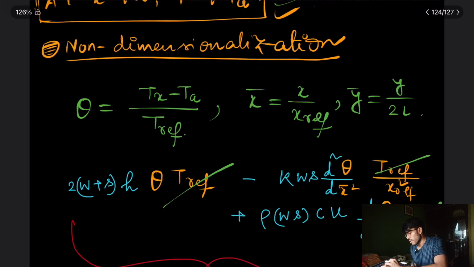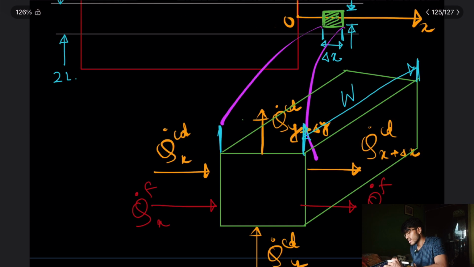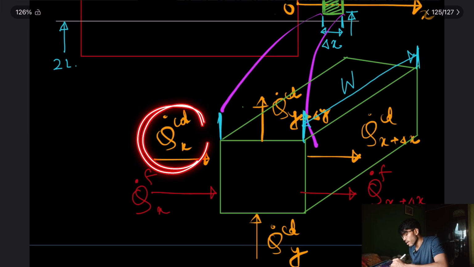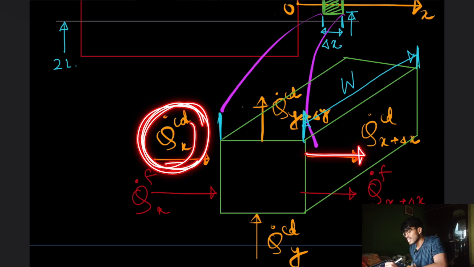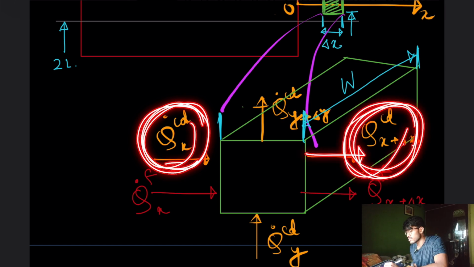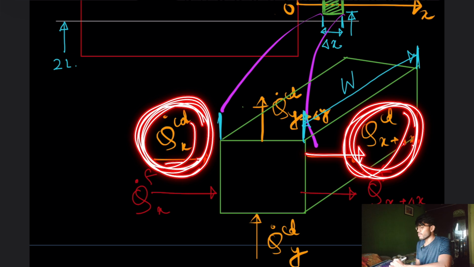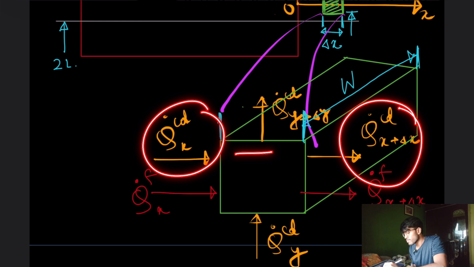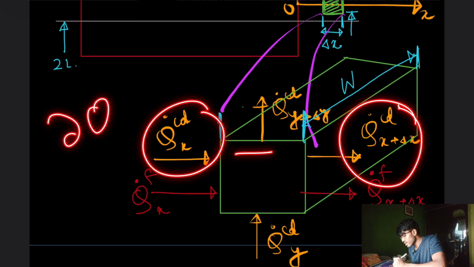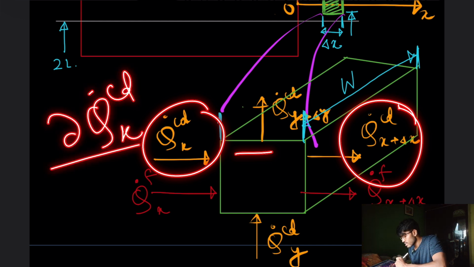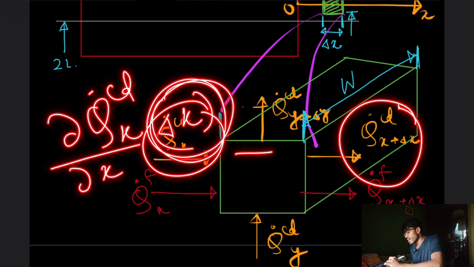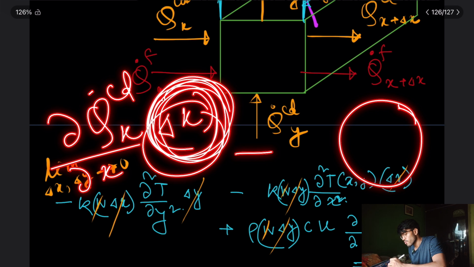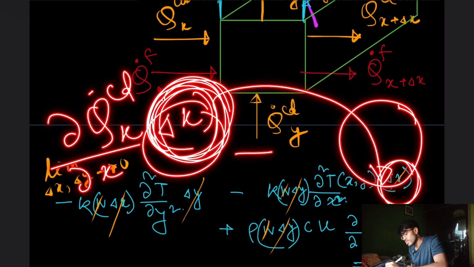Because you see the energy interactions, it is Qx that is passing through this phase, and Qx plus delta x that is leaving through this phase. So ultimately, when you will be performing the steady state energy balance, this will be this minus this, then what will be remaining? It will be del qx by del x into delta x. So it is this delta x which I am writing here.